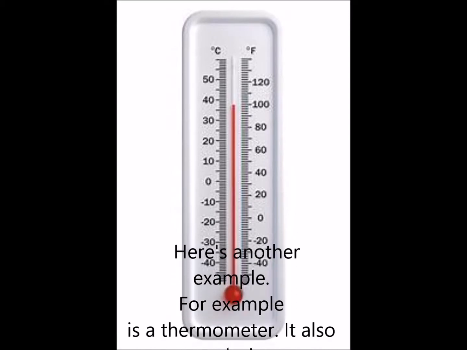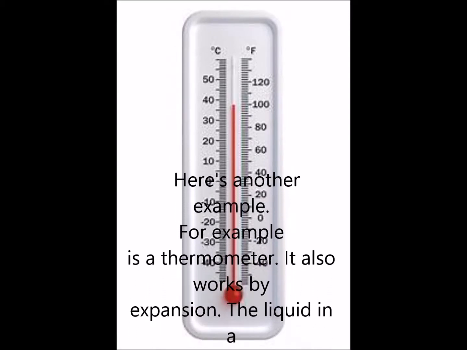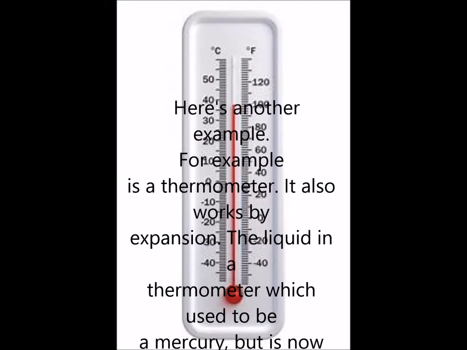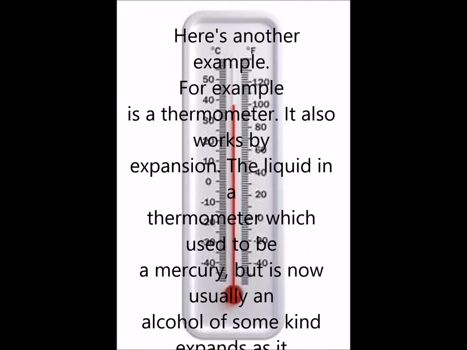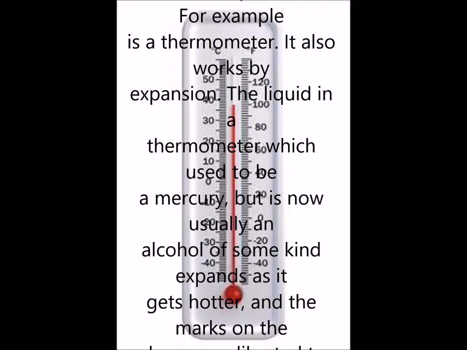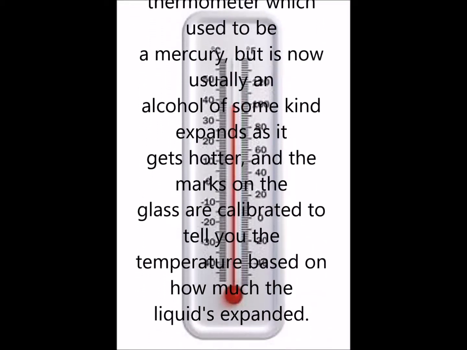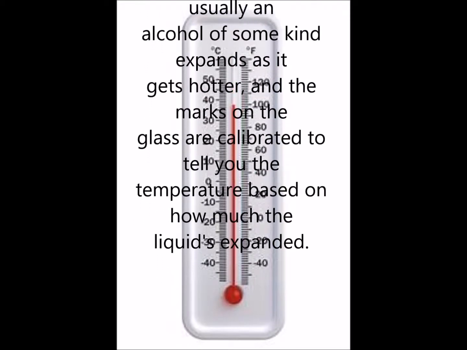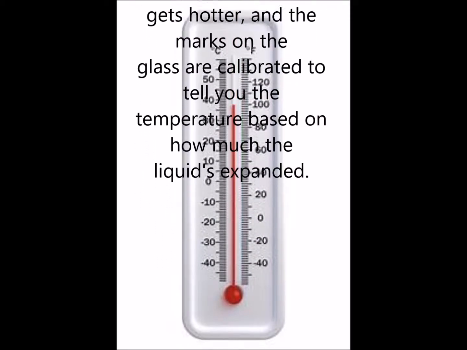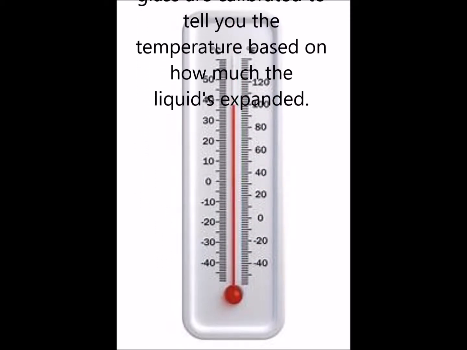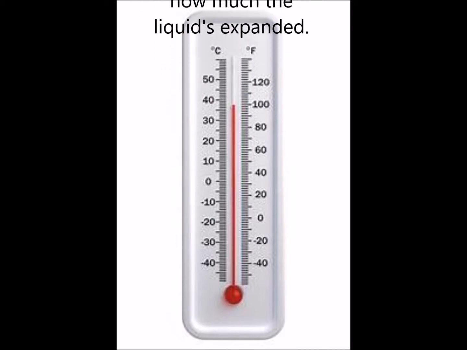So here's another example: a thermometer. It also works by expansion. The liquid in a thermometer, which used to be mercury but is now usually an alcohol of some kind, expands as it gets hotter. And the marks on the glass are calibrated to tell you the temperature based on how much the liquid has expanded.